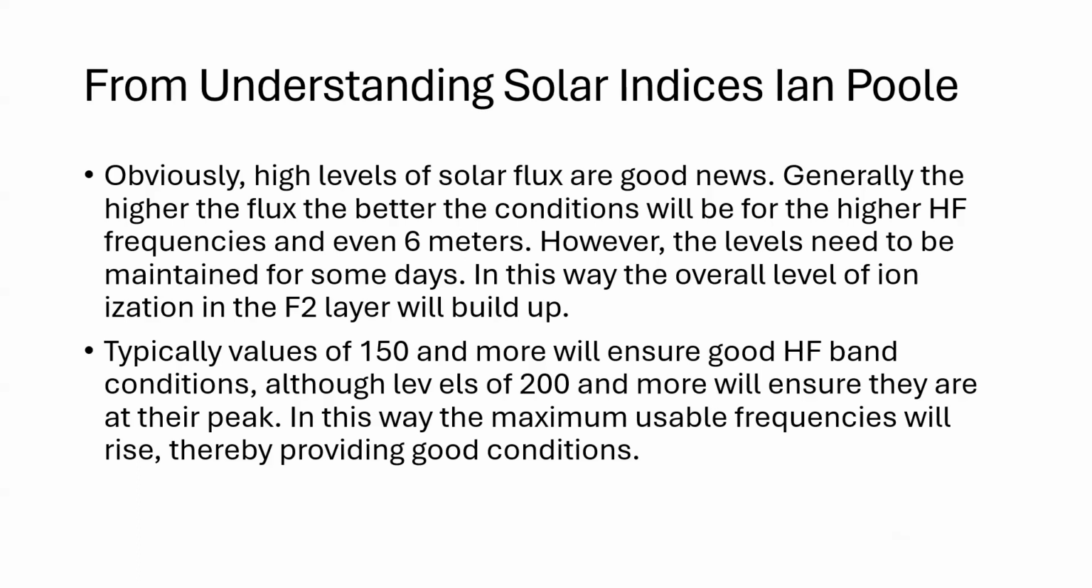Generally, the higher the flux, the better the conditions will be for higher HF frequencies, and even 6 meters, which is like 50 to 54 megahertz. However, the levels need to be maintained for some days. In this way, the overall level of ionization in the F2 layer will build up. And typically values of 150 and more will ensure good HF band conditions, although levels of 200 or more will ensure they are at their peak.